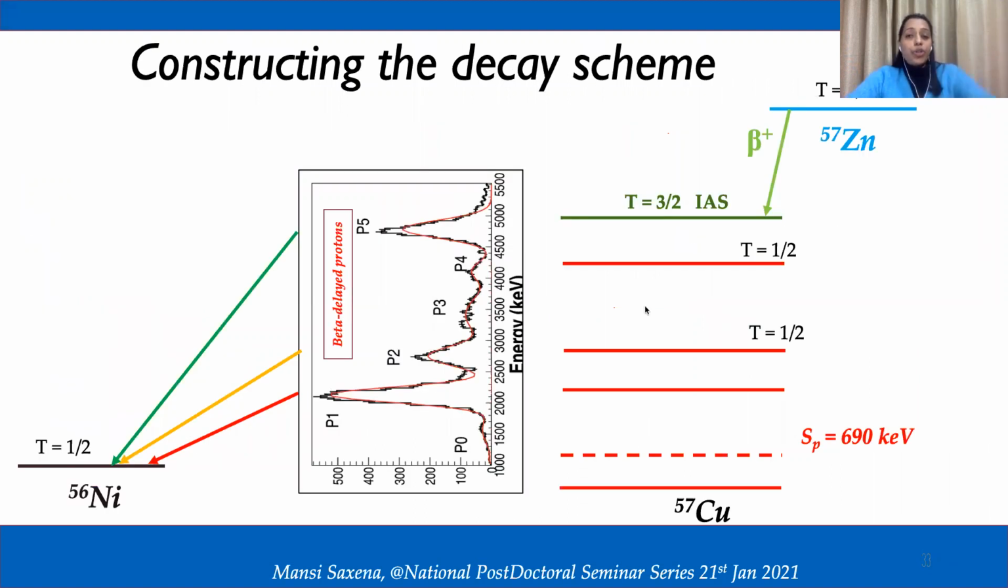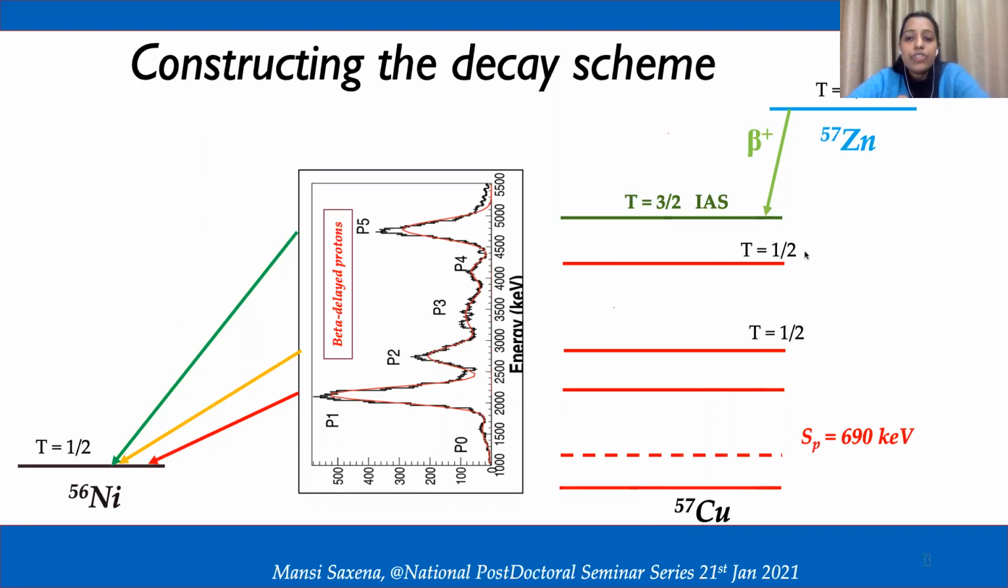So these proton gamma coincidences, which we have obtained, were essentially used to construct the level scheme. Now we can see which gamma is in coincidence with which proton peaks. Once more, zinc-57 beta decays to copper-57. As the proton separation energy is quite small here, all these states above are particle unbound, and they decay further by emitting a proton. These protons are essentially feeding nickel-56 nuclei.